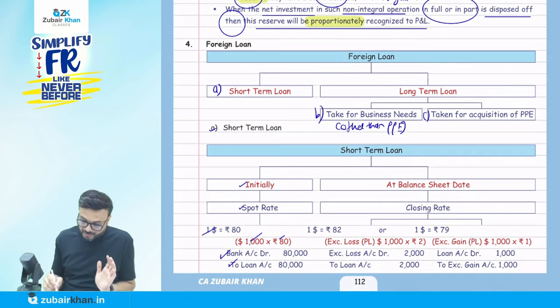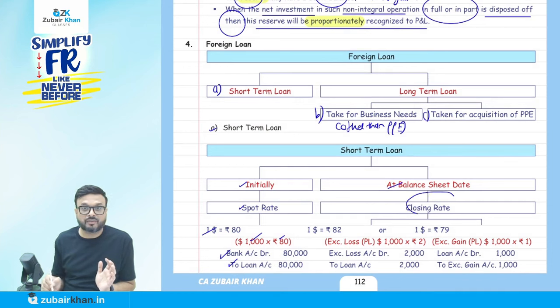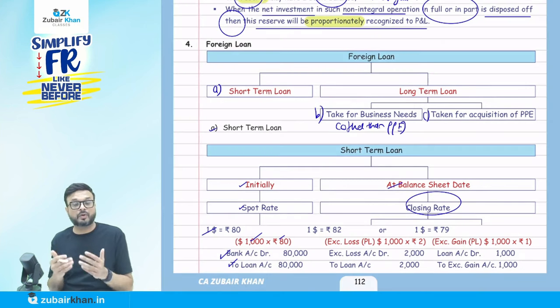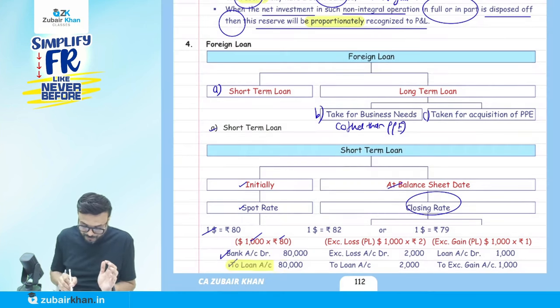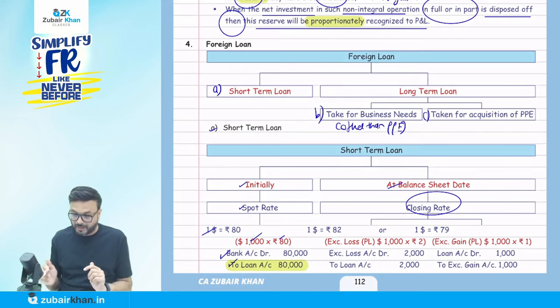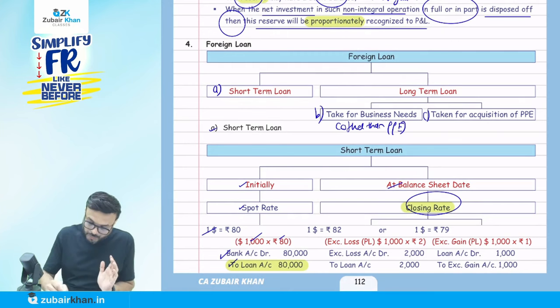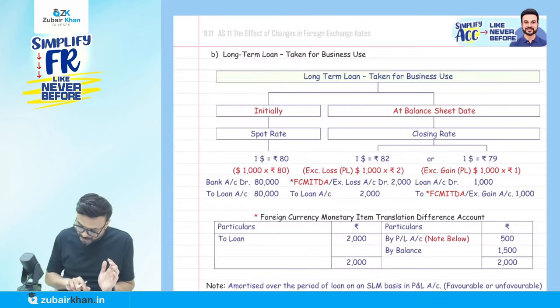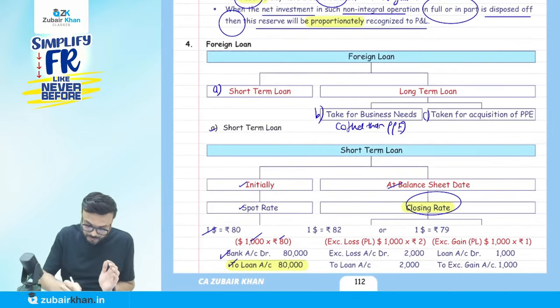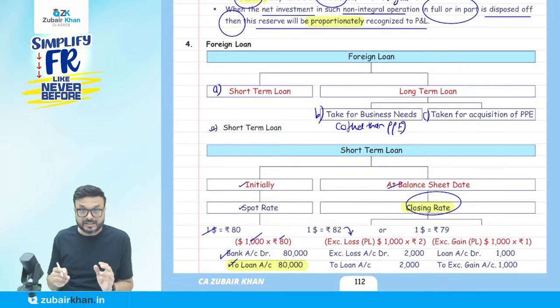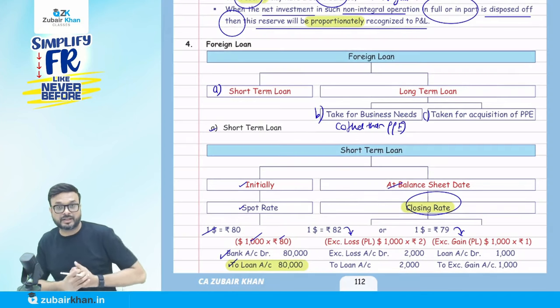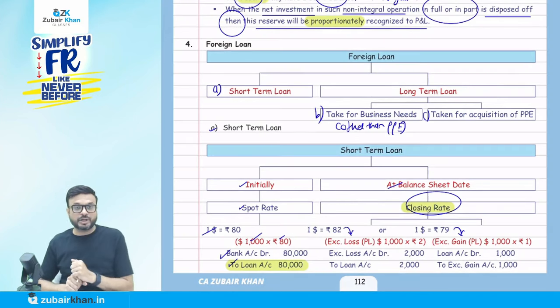Initially that is the entry, and on the balance sheet we have to record the loan. Why? Because a loan is a monetary item. We know how much we are liable to pay, so on the balance sheet date we have to use the closing rate only. Now, two situations on the balance sheet date. Suppose the exchange rate is 82.